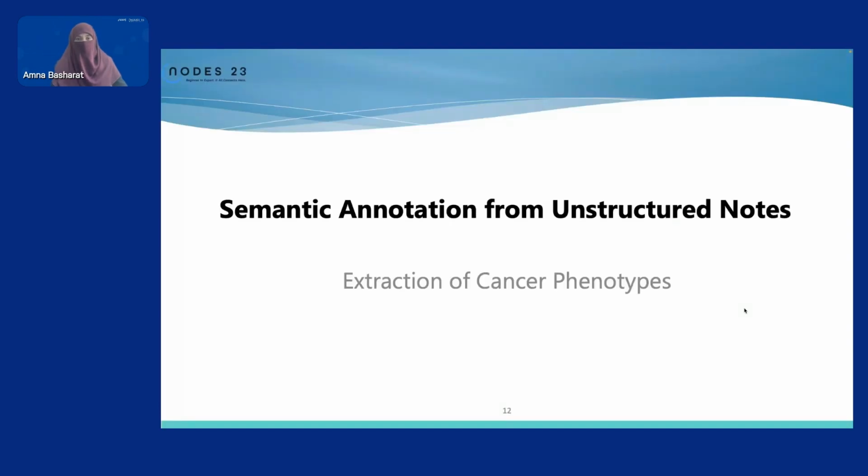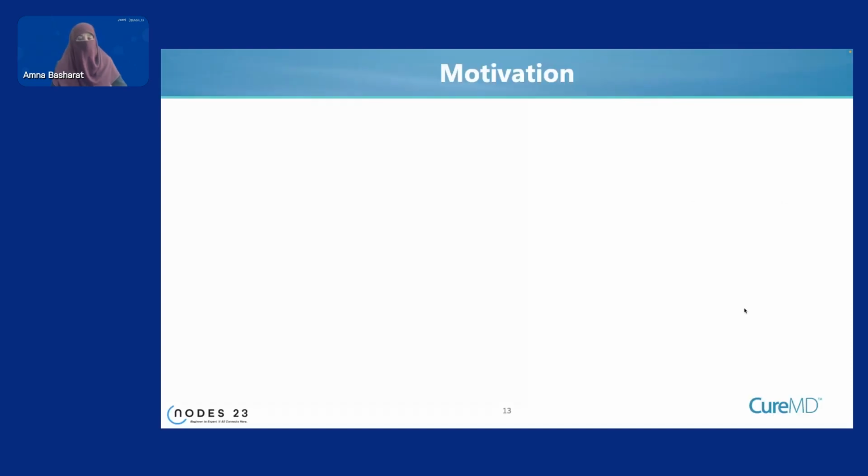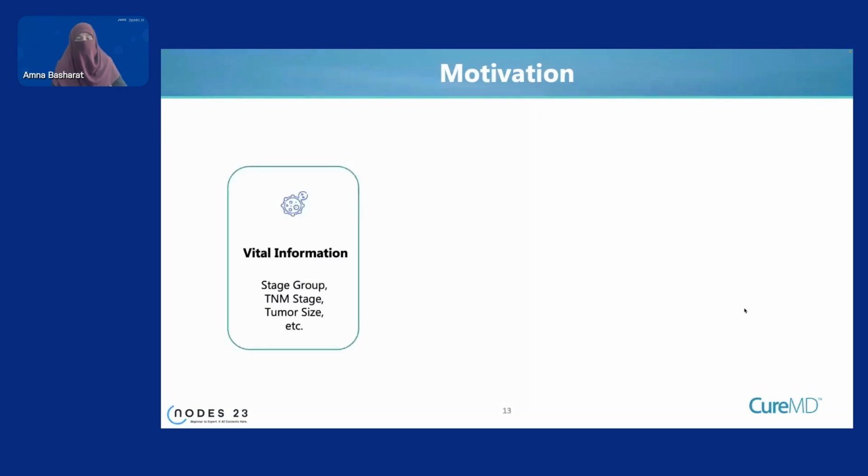So I'm going to now talk about how we went about annotating these unstructured notes. Particularly, we wanted to focus on the specific phenotypes for the specific cancers. If I were to talk a bit more about the motivation, when doing any kind of work with cancers, there's some vital information such as the staging of the cancer, the TNM staging to be specific, which includes tumor sizes, the node information, whether the cancer has metastasized or not.